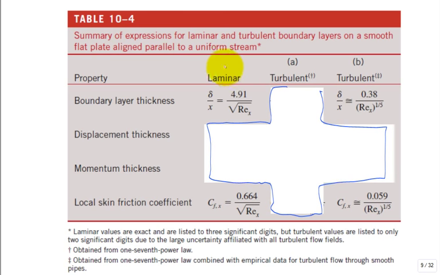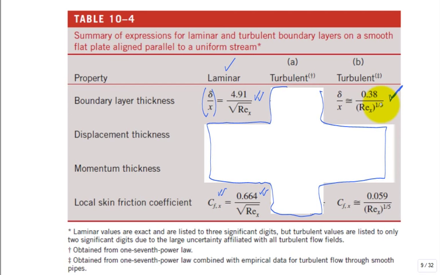When it's laminar, we're interested in the boundary layer thickness. That's what Blasius' solution gave us. We're interested in the local skin friction coefficient. That's what the Blasius solution gave us. When it's turbulent, do I have the ability to do an analytic solution? No. You have to rely on empirical data, and there's the consensus.